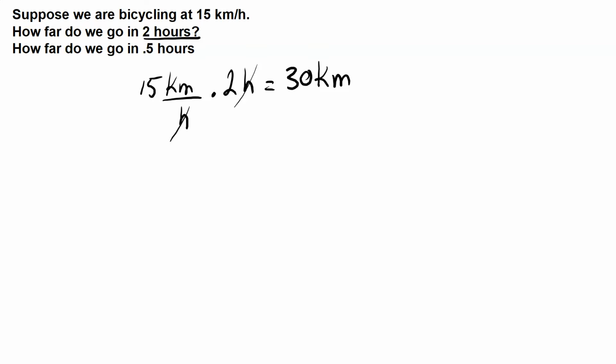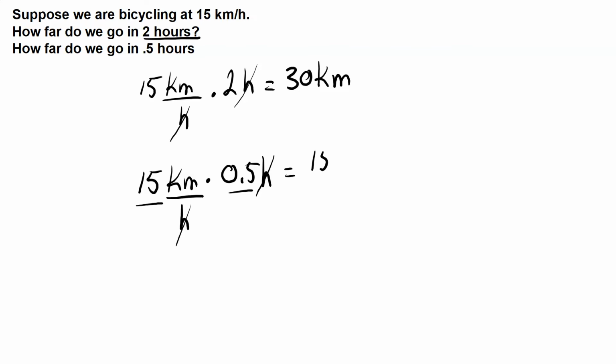Second part of the question asks us, how far do we go in half an hour? I can use that same approach, 15 kilometers times 0.5. That's kilometers per hour, and this is hours. Half an hour times 15 kilometers, so again the hours are going to cancel out, so I just have 0.5 times 15. You can also think of that as 15 divided by 2, which of course is 7.5 kilometers.